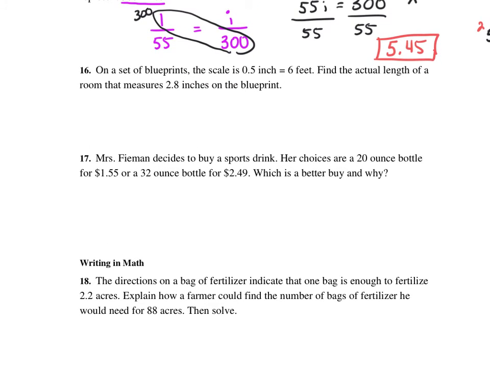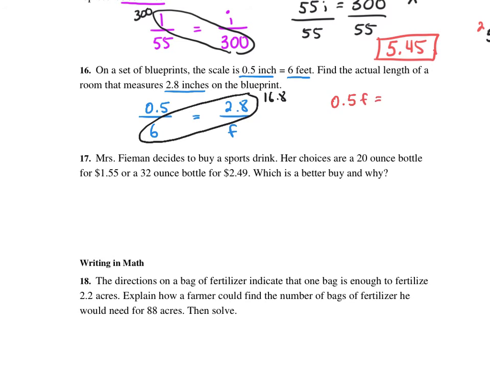On a set of blueprints, the scale is half an inch for every 6 feet. Find the actual length of the room that measures 2.8 inches. So I'm going to set up my inches to my feet, and I'm going to put my inches on the top. I'm going to put an F for feet. I'm going to cross multiply there. I get 16.8.